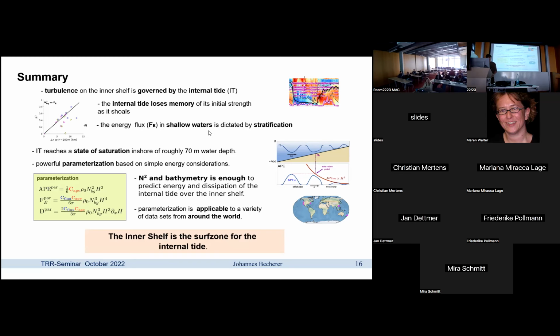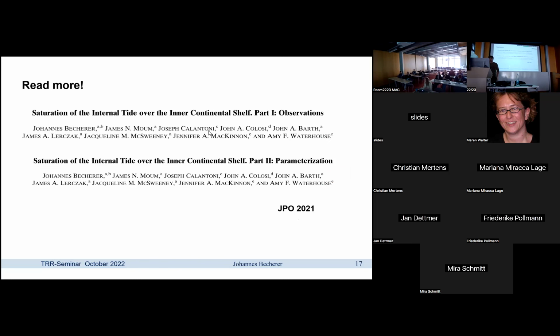That's all I had to say for today, but if you want to read more, just have a look at those papers that were published in JPO in two companion papers. In the first one, we have mostly the observations, and in the second one, I go into detail how the parameterization works and try to apply it.